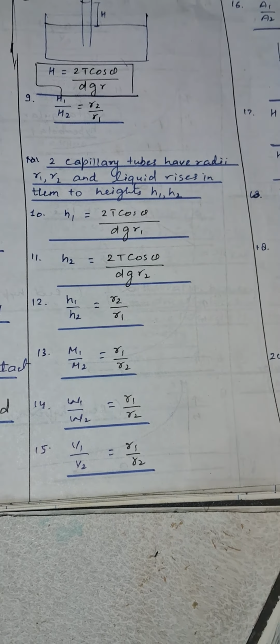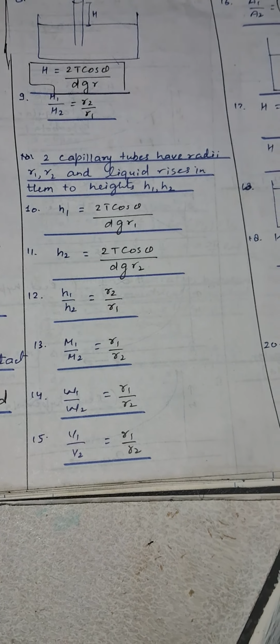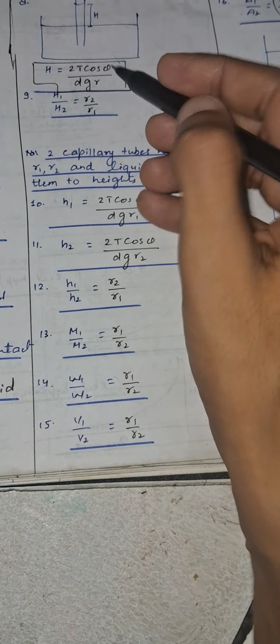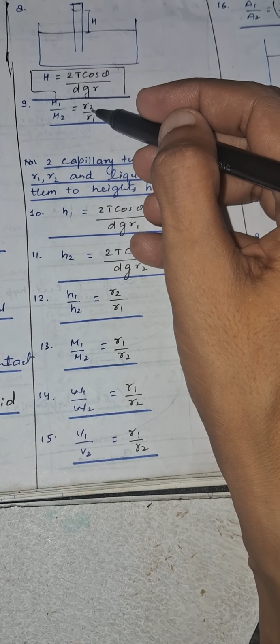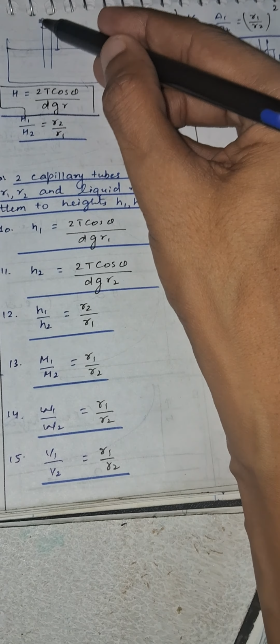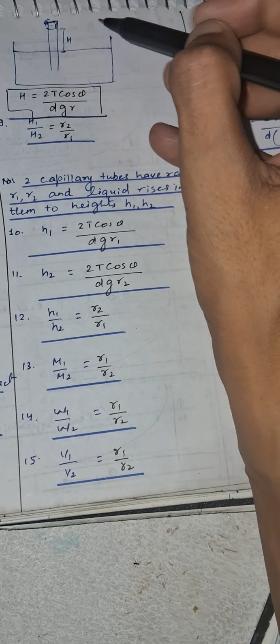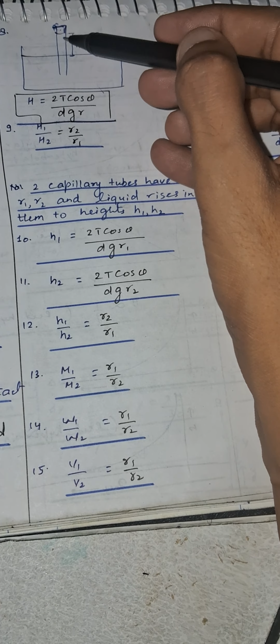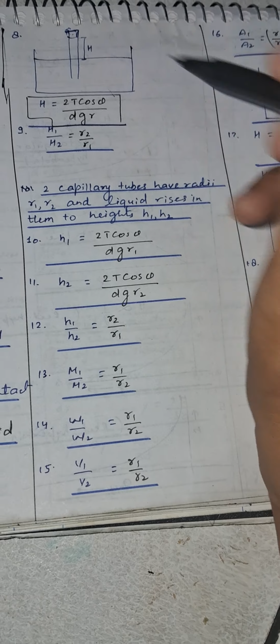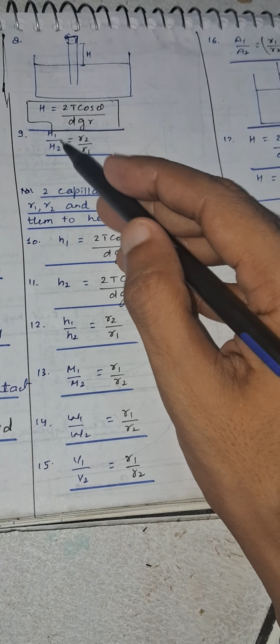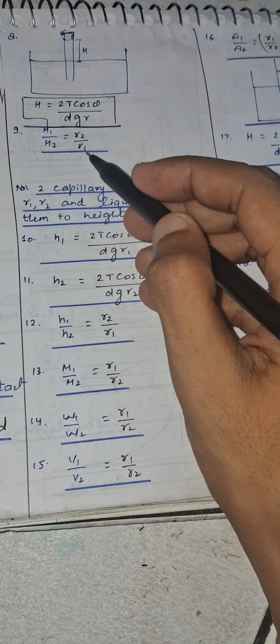Now if we observe from here, h1 upon h2 is r2 by r1. Just make it open from over here, because it will be cancelled from up and down. So it's an open one over here. I'm sorry for that. So take it as an open surface. Now here we have h1 by h2 that is r2 by r1.